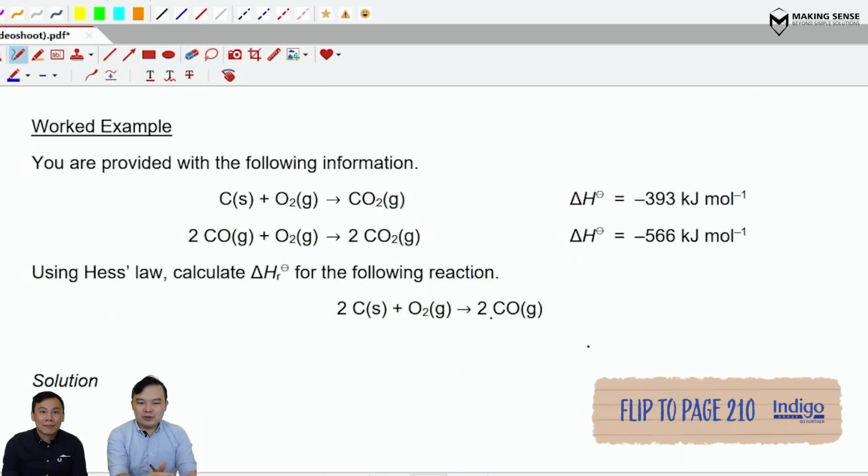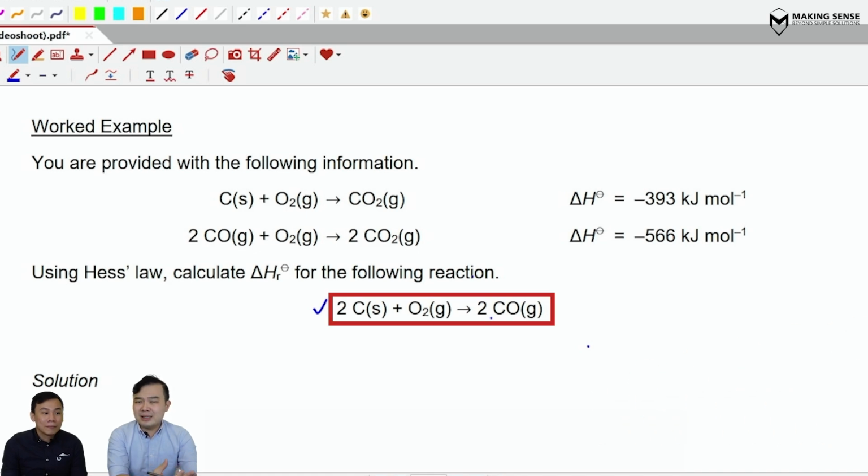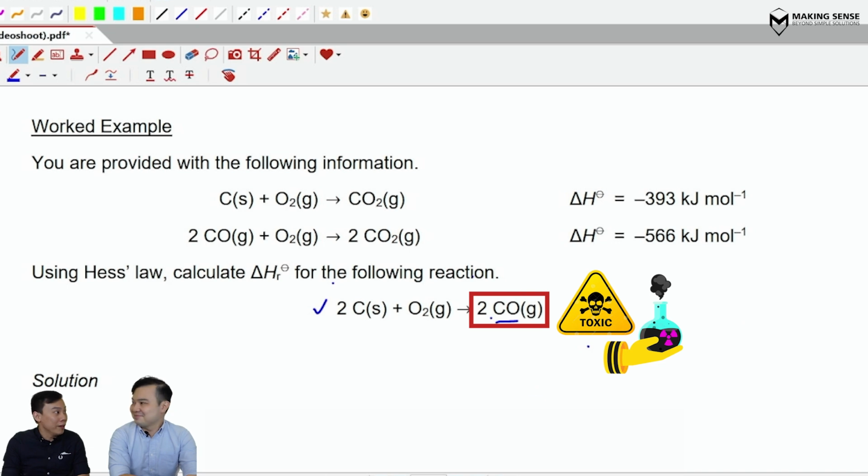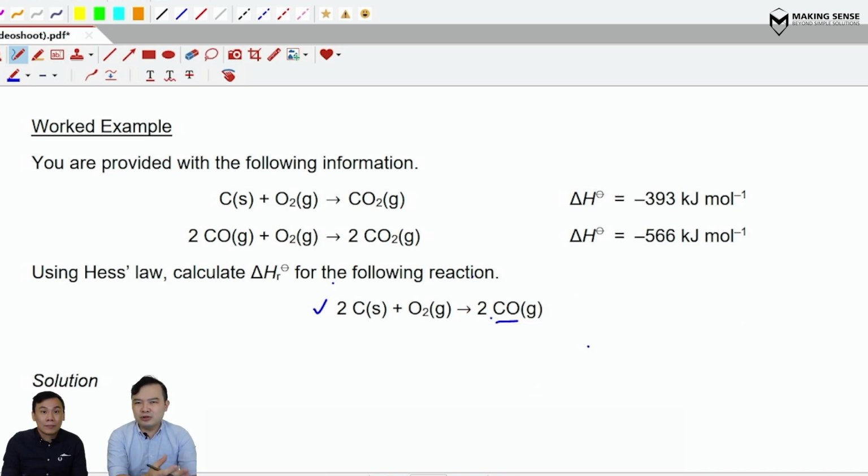Now, let's say I want to find out the enthalpy change of this particular reaction itself. You say that there's going to be some problems with this reaction. Mr. Yap, can you share with me what's wrong with this? Right, so this equation produces carbon monoxide, which is a toxic gas. I don't think we want to deal with that. Yeah, that's right. So therefore, we are not going to do this in a lab.